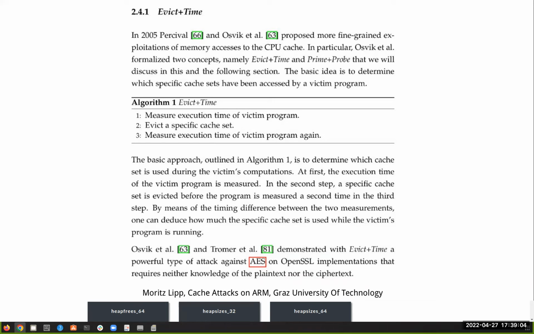Then the attacker tries to evict a specific cache set. After that, the attacker will measure the execution time of the victim program again. Those are 3 very simple steps. Step 1, measure the execution time of the victim program. You probably don't need anything special, right? You just need to get a time, that's it. Second step, evict a specific cache set. So how do you do that? Do you need anything special? How do you evict a specific cache set?